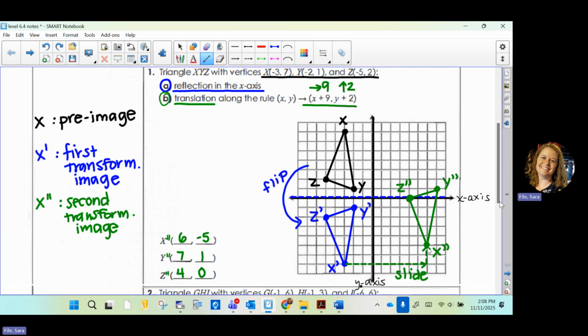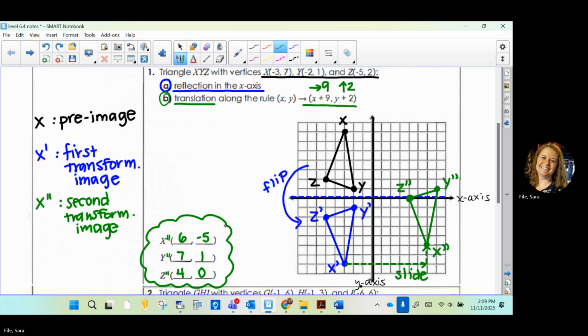If you don't like how I measured between the X and the Z and then the Z and the Y, you can always just come back to it and go right 9 up 2. Right 9 up 2. And that works as well. You kind of got some options there. Okay, so this is my, oops, that's supposed to be a pin, not a line. This is my final coordinate after the composite transformation. Good?